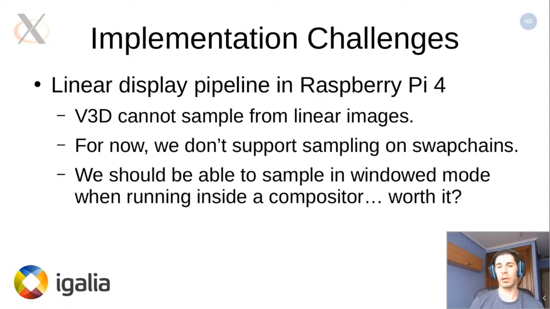Of course, when you are running inside a compositor and inside a window, and not full screen, you may be able to negotiate a tile layout for your swap chain images. But I wonder whether that's worth it or not, in the sense that that basically means that when you switch between full screen and window mode, the underlying capacities and capabilities of your surface are changing as well. I'm not sure if that's a scenario that developers expect, or even if it's worth it, because it would also require an alternative implementation if they need to switch back and forth between these two modes.